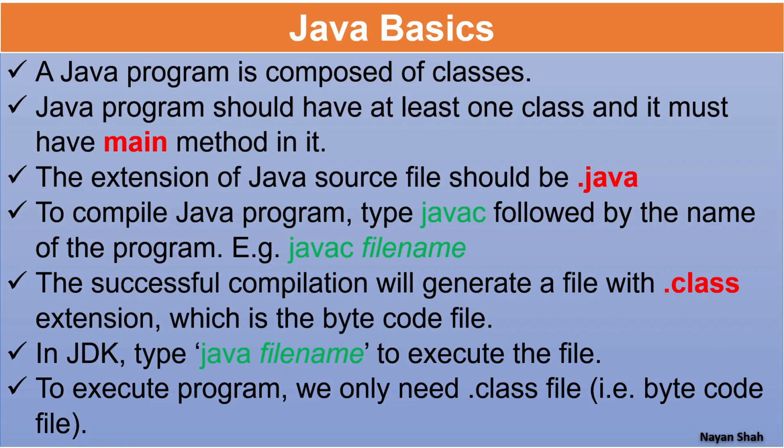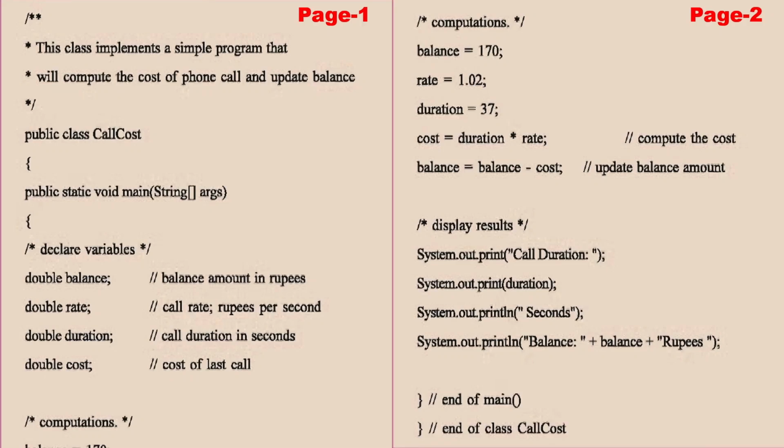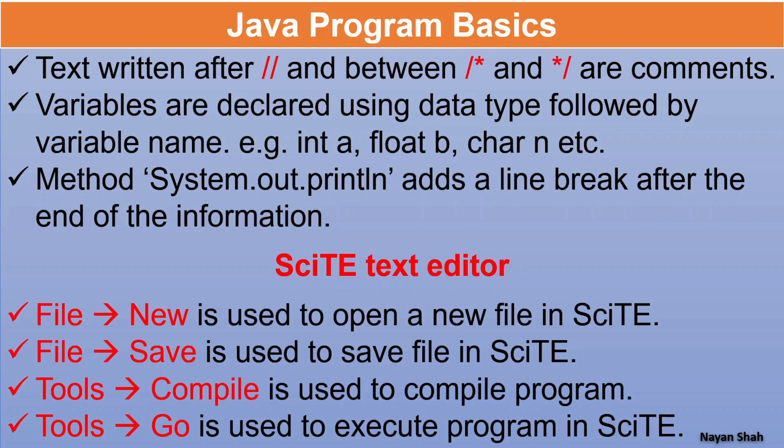Then Java basics, we saw that it is made up of classes and there has to be one class where there is a main method. We saw the different extensions of Java files, its class file, and how we can execute the Java program. We saw a very simple program of Java. We also discussed the text editor and the commands which are used in it.